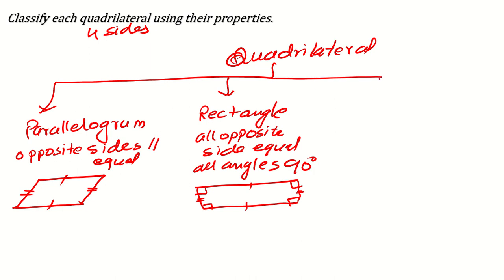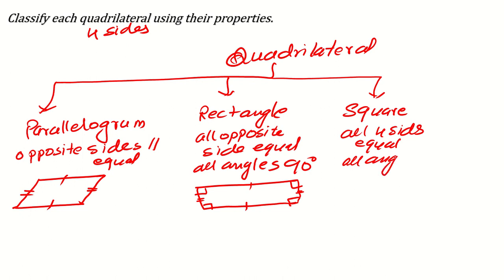Now another can be square. Square means all four sides equal, don't go with the spelling. All four sides equal and all angles 90 degree. So it will look like this. All sides are equal like this and all internal angles are 90 degree. Not the last, we have one more.